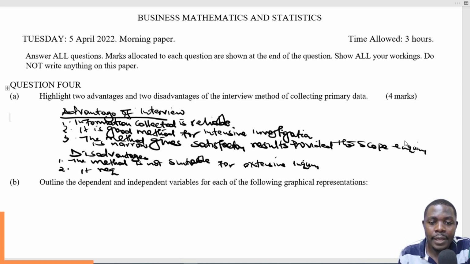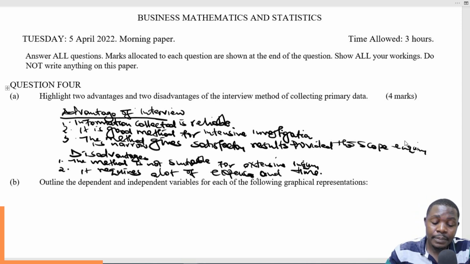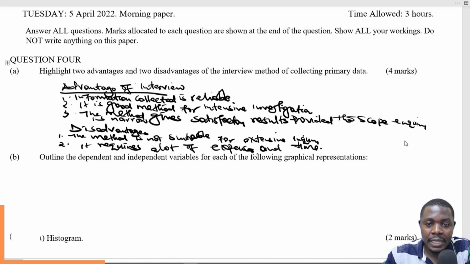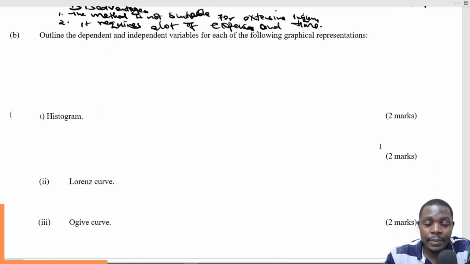It requires a lot of expenses and time. As the investigator, you have to create time to move on the ground to meet this particular respondent physically. That's why it requires a lot of time and expenses. That's in terms of cost.